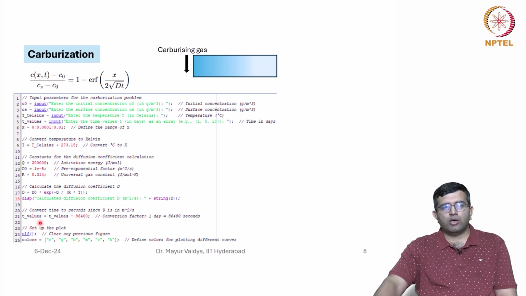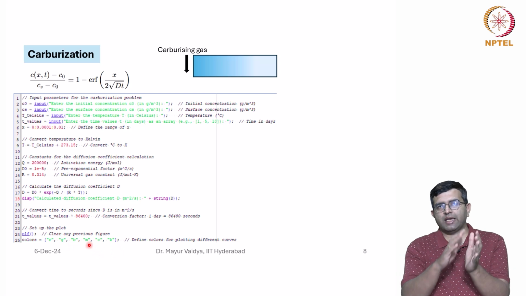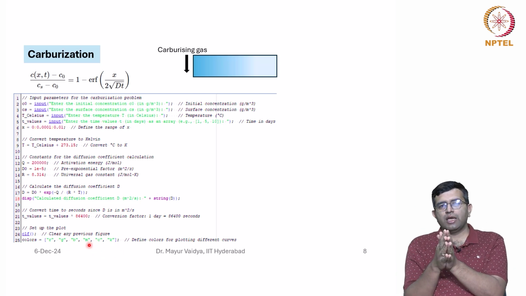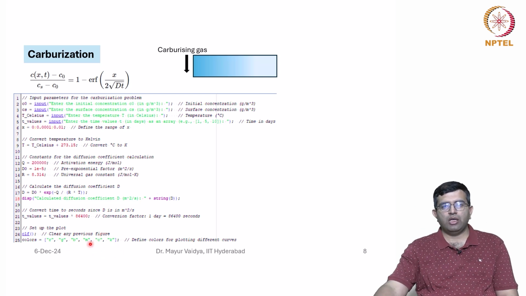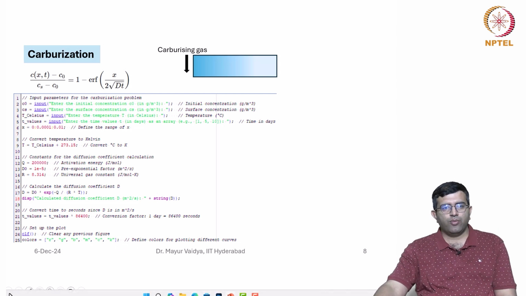Now, how do you set up the plot? You call the clear function so that any previous figure is cleared. Then colors. This is not necessarily something you need to do, but it would look nice if your plot has different colors for different values. These R, G, B, M, C, K represent different colors, you will see shortly.